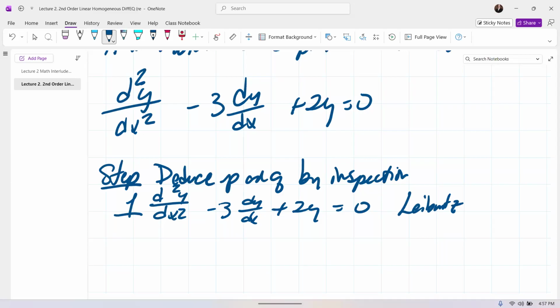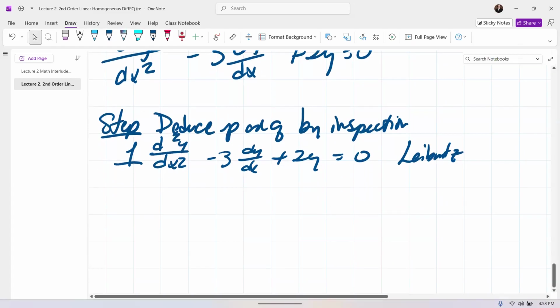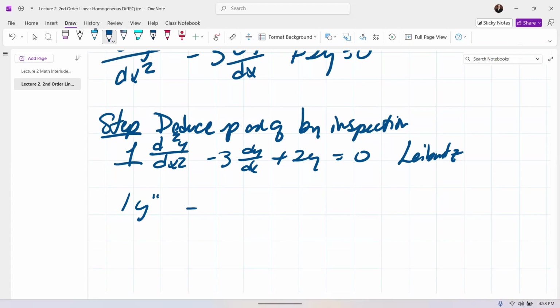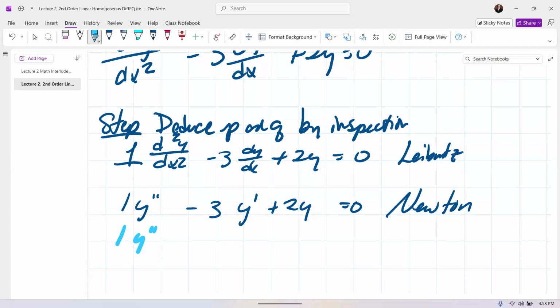And now what I'm going to do is switch it over to the Newton form. 1y double prime minus 3y prime plus 2y equals 0. This is Newton notation. And now we're going to write out the form. So I'm going to do it like this. The general form is 1y double prime plus py prime plus qy equals 0. This is the general.